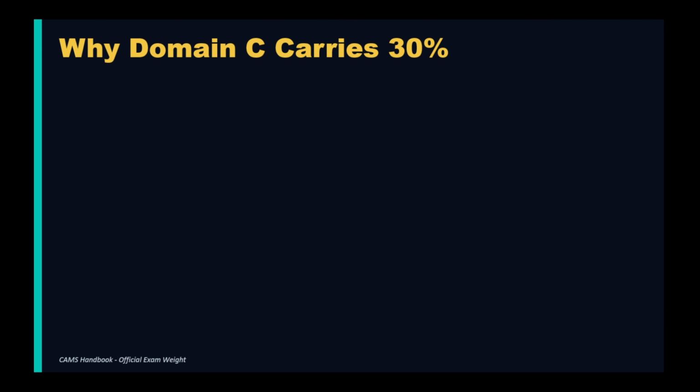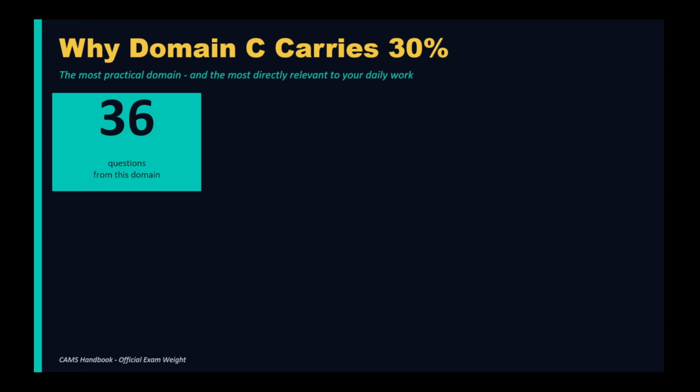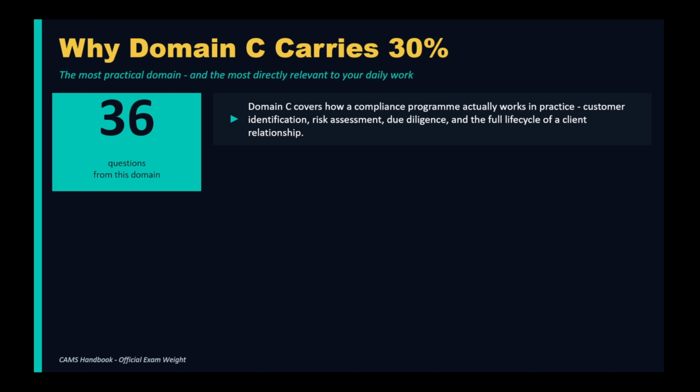36%, 36 questions. That is more questions than any other single domain in the exam, tied only with Domain A. But here is what makes Domain C different from Domain A. Domain A tests whether you understand financial crime in theory and in practice. Domain C tests whether you understand what your institution is required to do. This is the most operationally relevant domain in the entire certification. Everything covered in Domain C maps directly to a real decision that a compliance professional makes in their daily life.